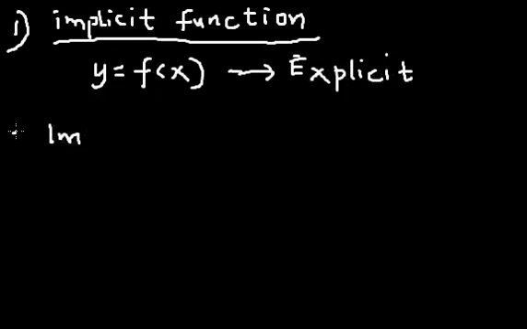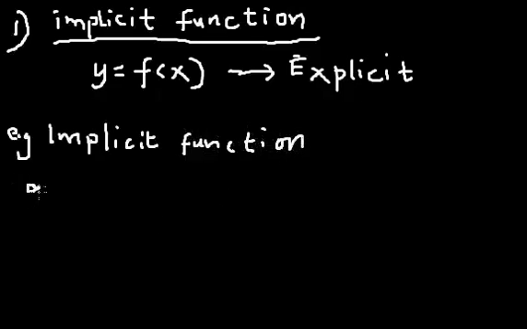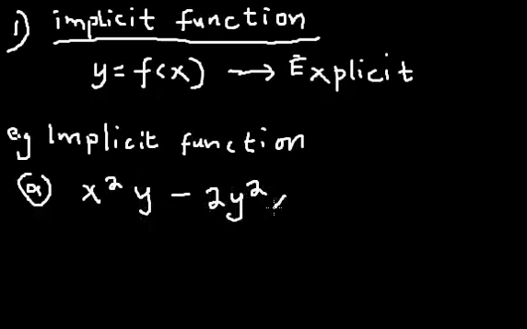Now let's look at an example of an implicit function. For example, we have something like this: x squared y minus 2y squared x equal to 0. This is an implicit function. There is no way I can actually separate the variable x from y, so it's an implicit function.